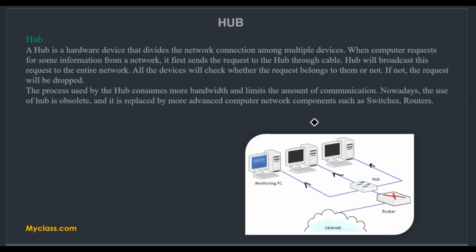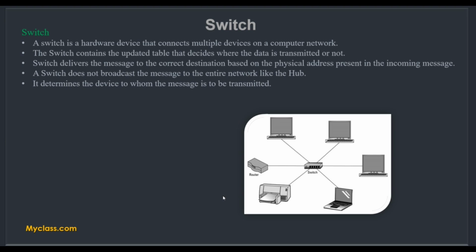Now, in place of a hub, we can use switches and routers. Let's see what a switch is. A switch is a hardware device that connects multiple devices on a computer network. Like a hub, we can connect multiple devices on a computer network, but the difference is that a switch contains an updated table that decides where the data is transmitted.